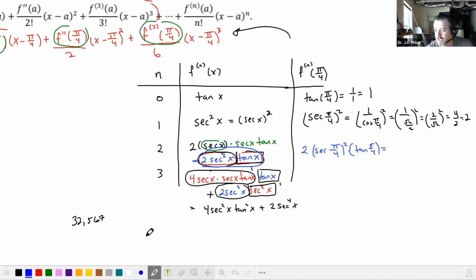And so that's going to be equal to, well, we just found this. This, when you square it, is 2. So we get this equal to 2 times 2. And this we just found was 1. So that's going to be equal to 4.